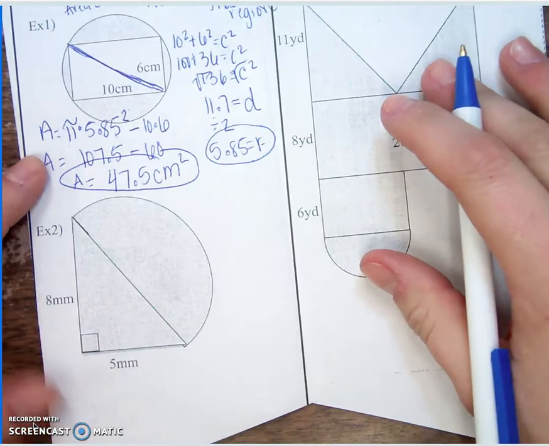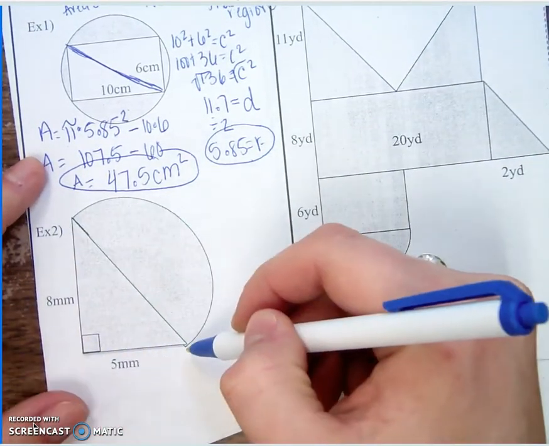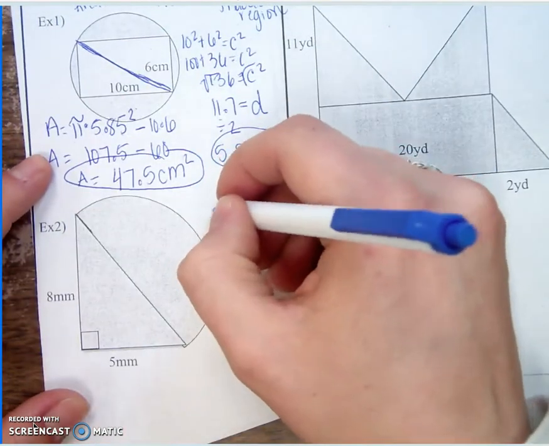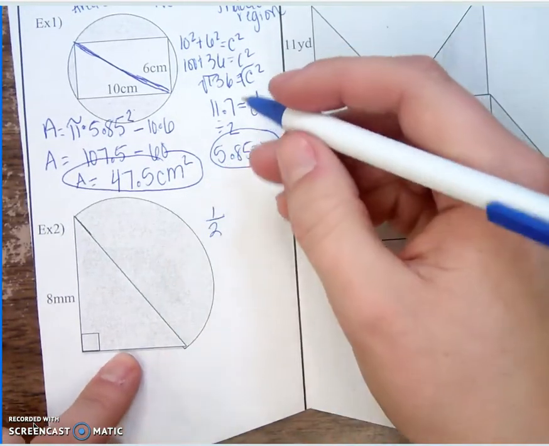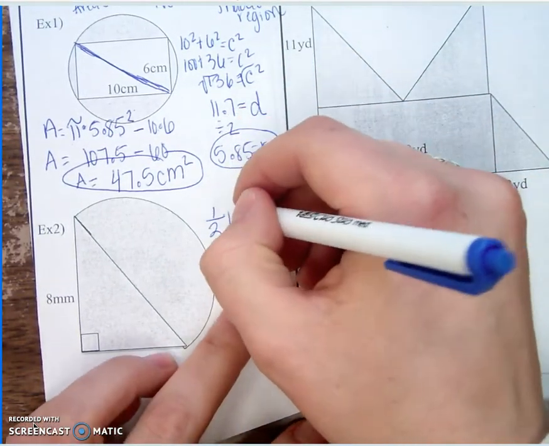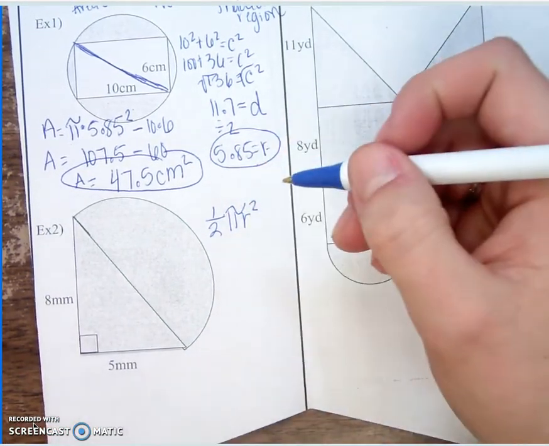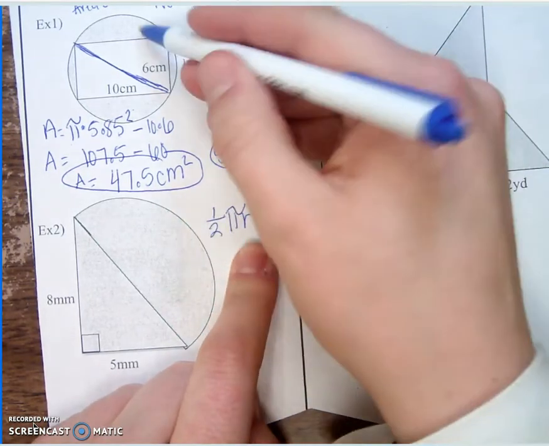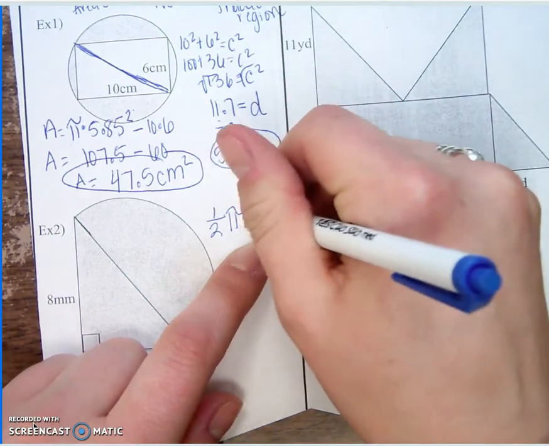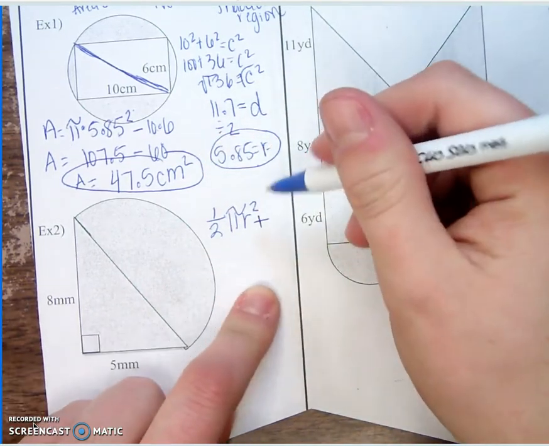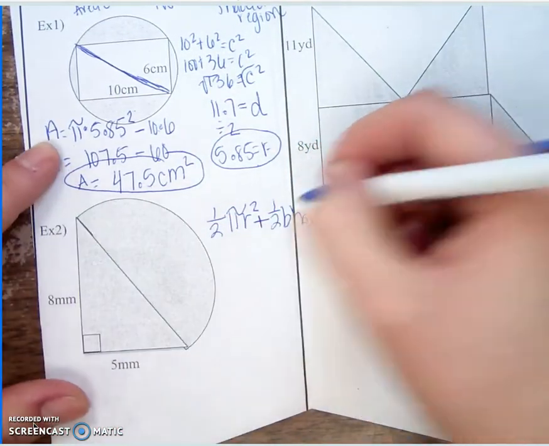Example 2. I'm finding the area of the entire shaded region. Okay, so to find the area of a triangle, we have it's 1/2. Not for the circle is 1/2 pi r squared. Okay, because that's half of that circle now, and I'm adding it to the area of this triangle, which is 1/2 base times height.